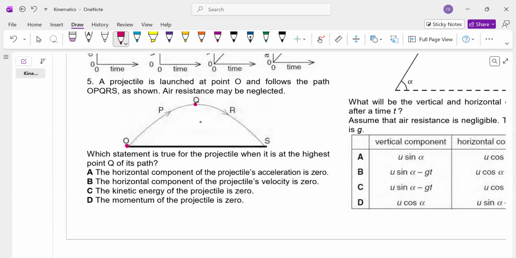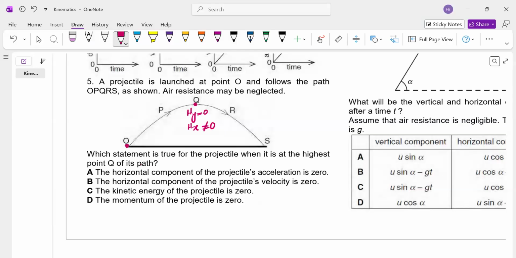We have discussed it, at the highest point, what do we say? The horizontal component of velocity isn't zero. At the highest point, it stays the same, but the vertical component will be zero. The vertical velocity will be zero, but your horizontal velocity will not be zero at this point.